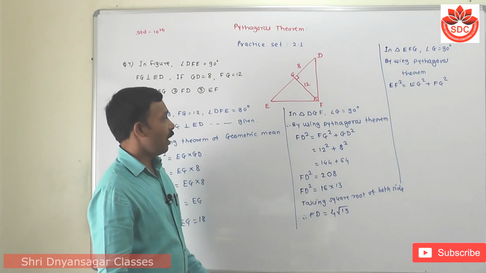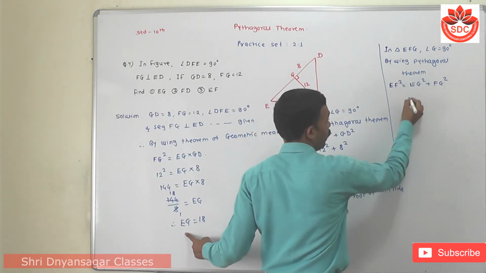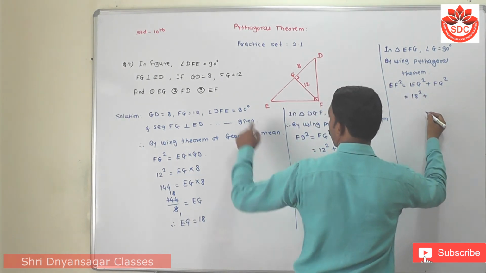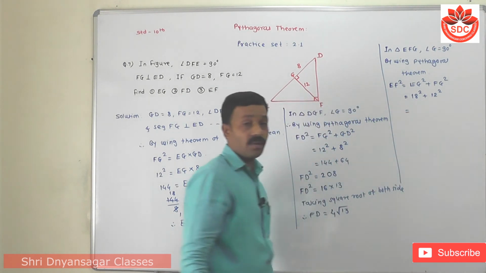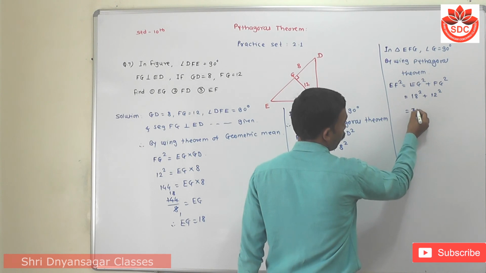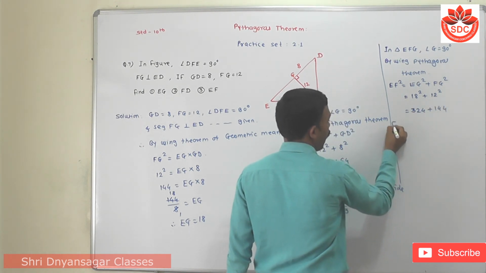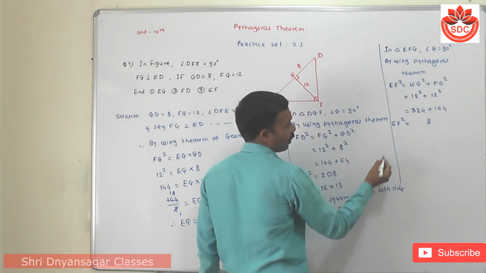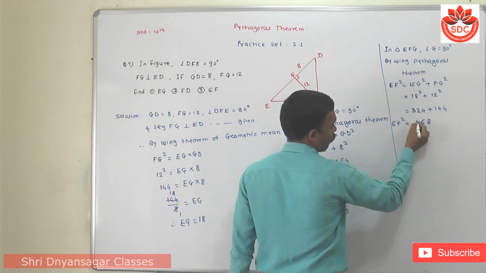We substitute the values. EG is 18 square plus FG, given here, is 12 square. Then we know the square of 18 is 324, plus 144. The addition: 4 plus 4 becomes 8, 2 plus 4 becomes 6, 3 plus 1 becomes 4.